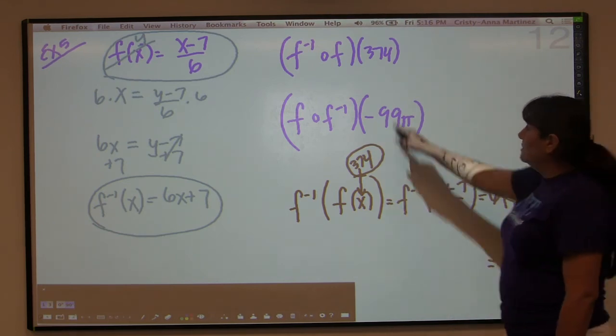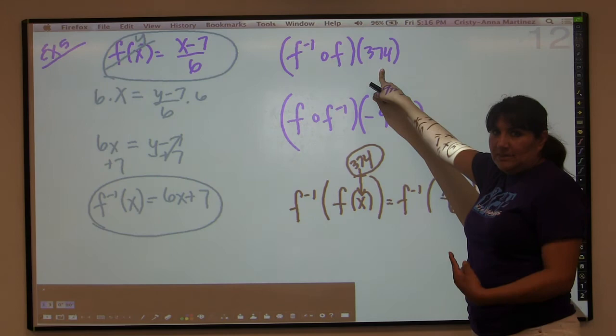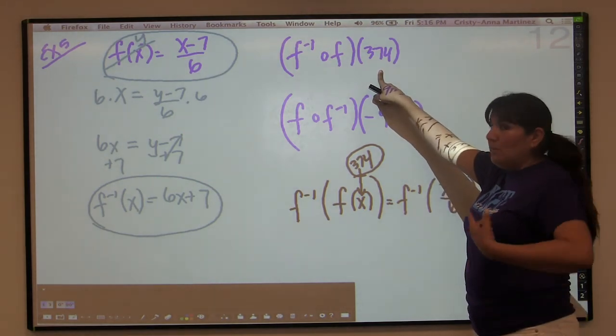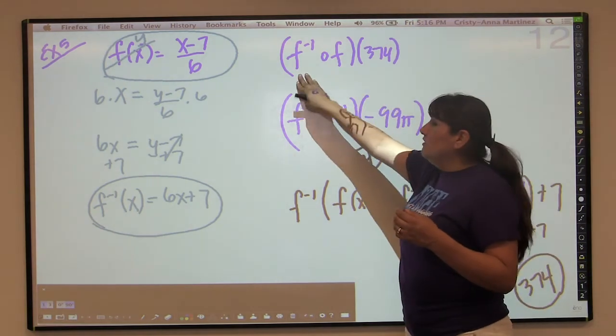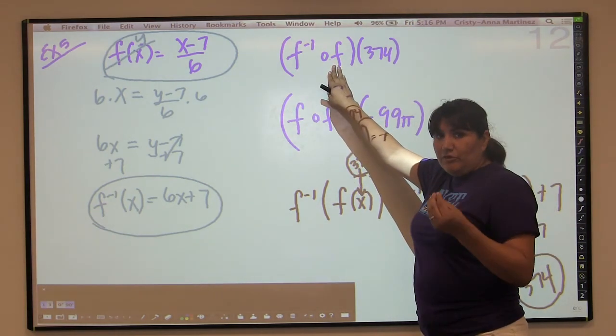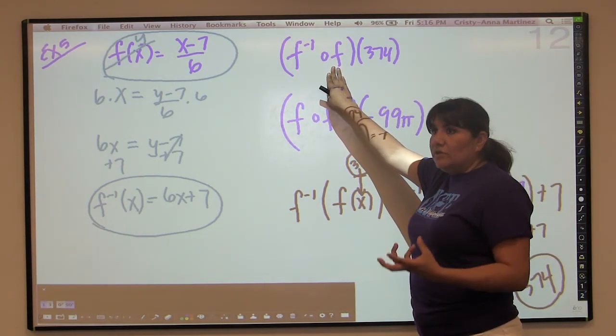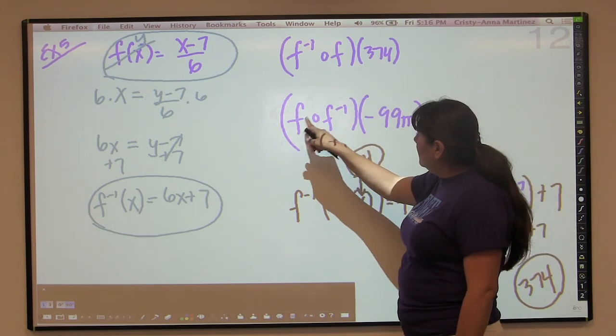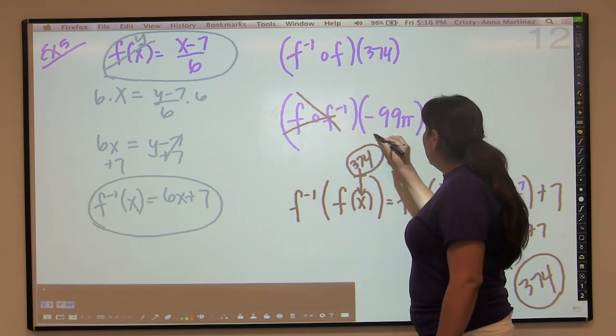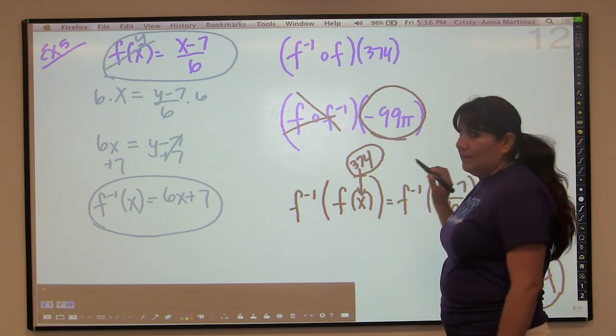Well, that was a lot of work to get back to the same exact answer that we started with. Let me remind you that we already discussed at the beginning, the inverse and the function together will always cancel, leaving you with x. So you're supposed to look at that and say inverse f cancels. The answer is negative 99 pi.